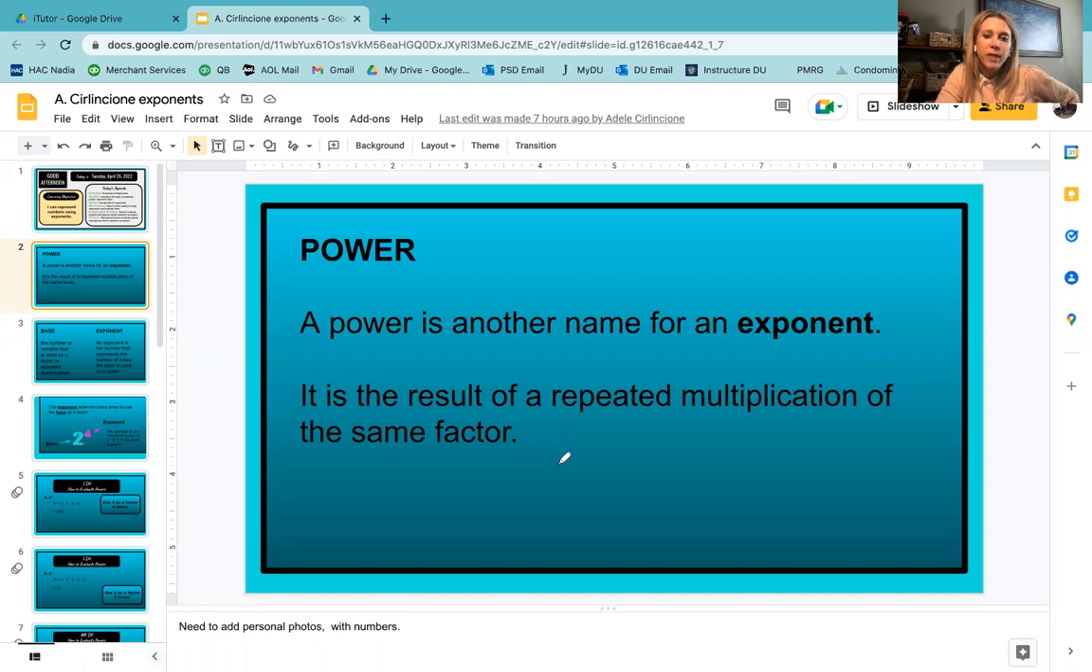For example, if I have the number 3 to the power of 2, 2 here is my exponent, it's my power. And I can actually read this term as 3 to the power of 2, or 3 squared.